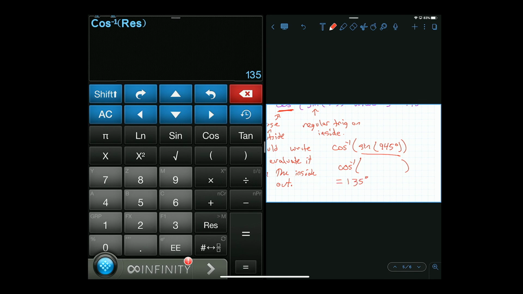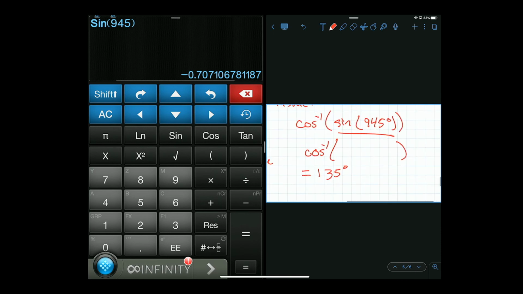That was weird. Let me redo this. You could type the whole thing in, like cosine inverse sine 945. Now the problem with using a calculator for this is if I type this, I'm going to get 135, which is the right answer. But if I do it in two steps where I go sine 945, enter, and I get a decimal like this, and then you write it and round it like -0.707, like let's say you stop there.